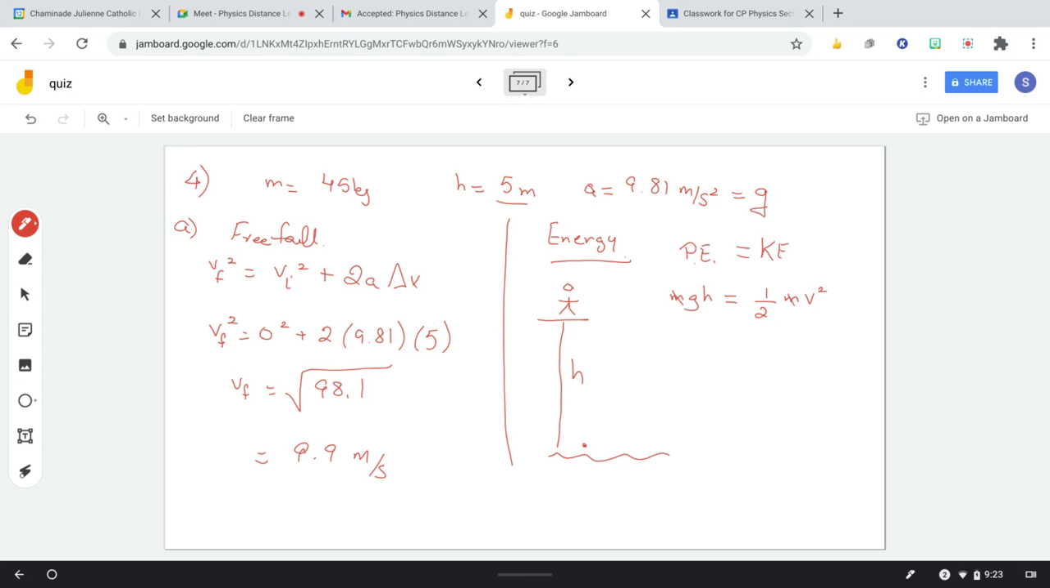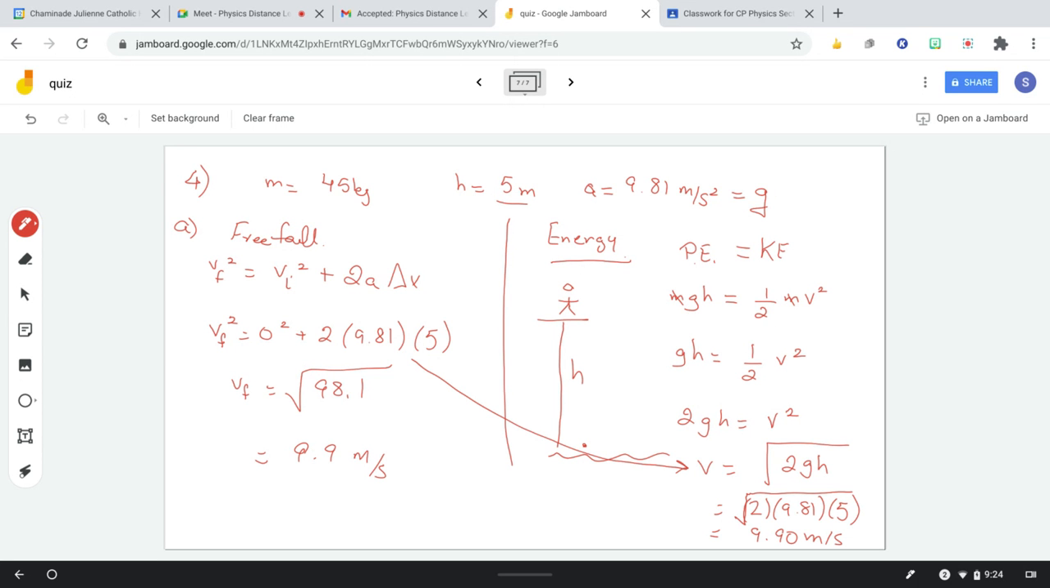So again, if you were to solve it, you would get gh is equal to half v squared. You can rearrange it and you would get 2gh is equal to v squared, or v is equal to the radical of 2gh. If you substitute the values in, you get 9.81 times 5. This is exactly the same scenario as before, so you're going to get 9.90 meters per second. So there were two ways to solve it, and both were correct.